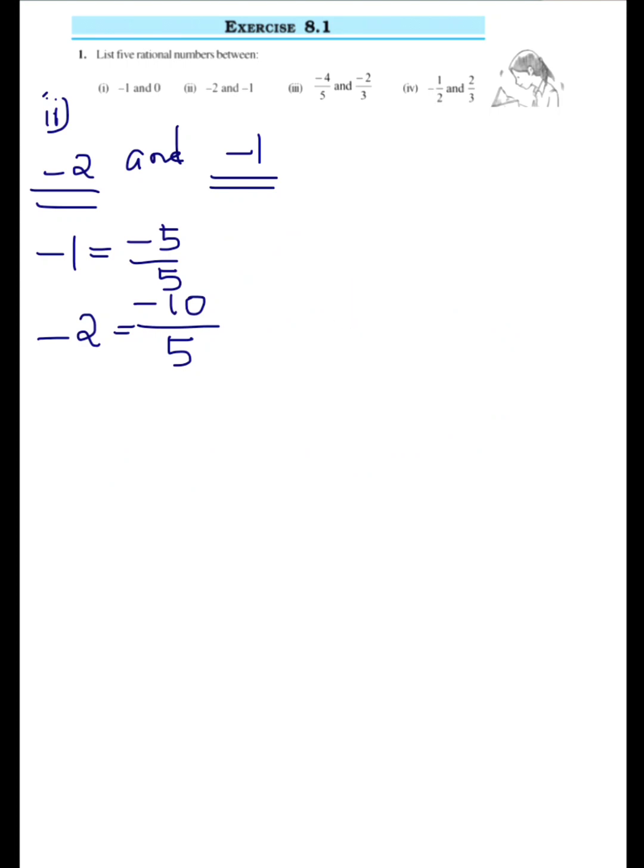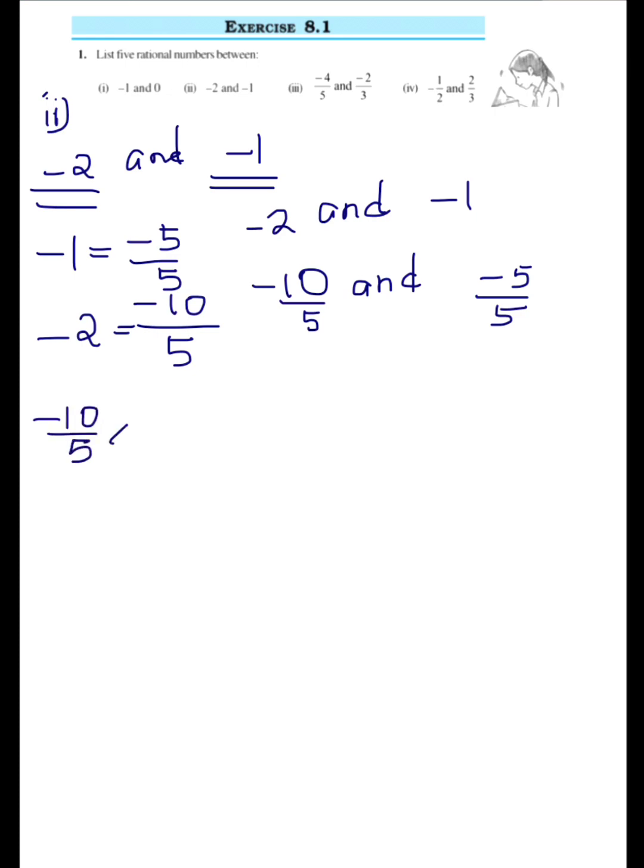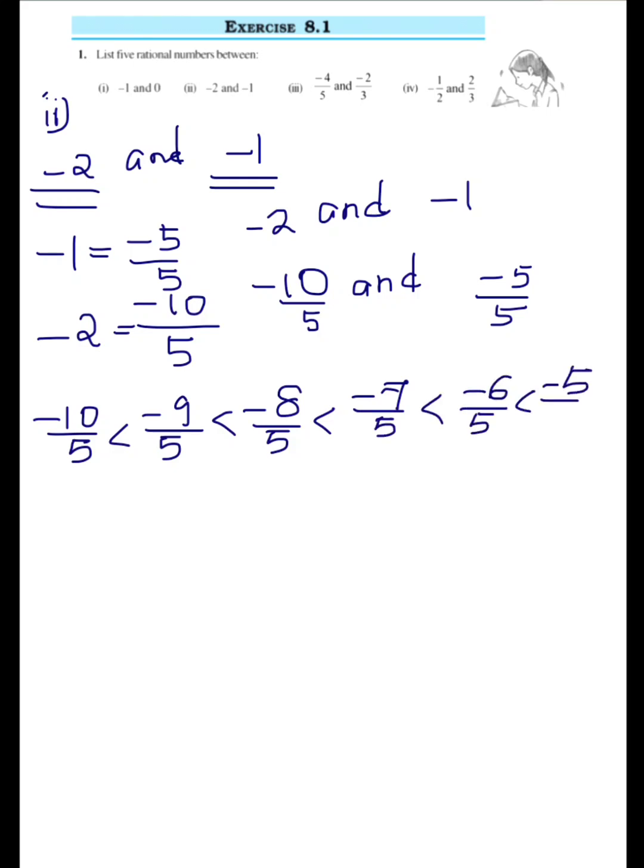So you have to find the rational numbers between minus 2 and minus 1. That means minus 2 you have replaced with minus 10 by 5 and minus 1 you have replaced with minus 5 by 5. So now it's very easy. That is, minus 10 by 5 is less than minus 9 by 5. Next will be minus 8 by 5. Next will be minus 7 by 5. Minus 6 by 5. Minus 5 by 5. So how many numbers have you got? 1, 2, 3, 4. 4 numbers.